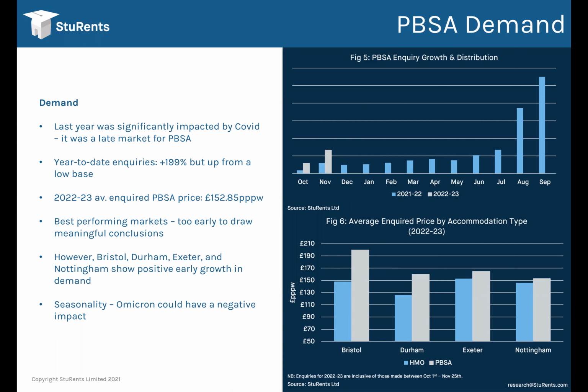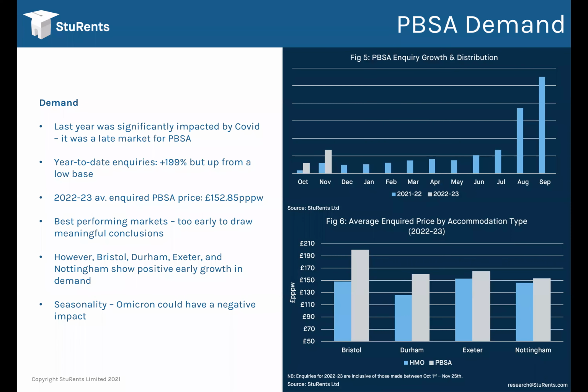So in somewhere like Bristol, what we can see there is the average inquired price for HMO accommodation versus PBSA, and that spread is particularly wide. So in Bristol, we're looking at about 35% at the moment. And remember, this is inquired prices, not advertised rents. Obviously, that's a clear difference.